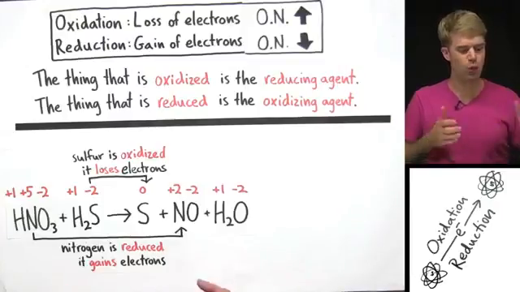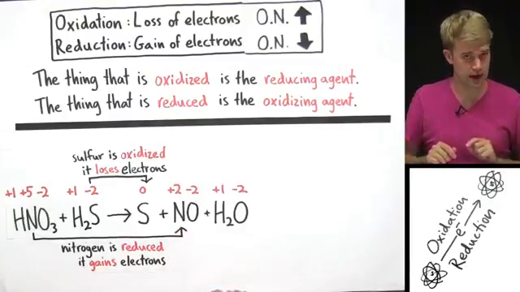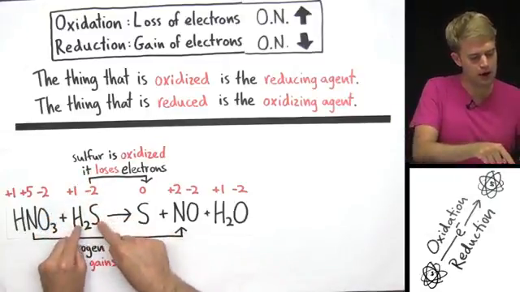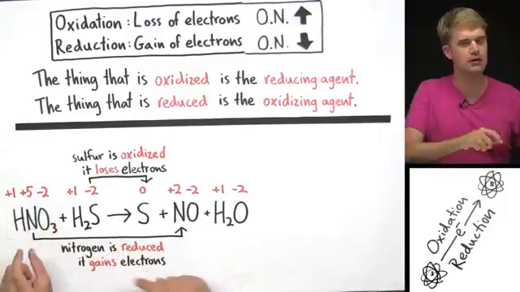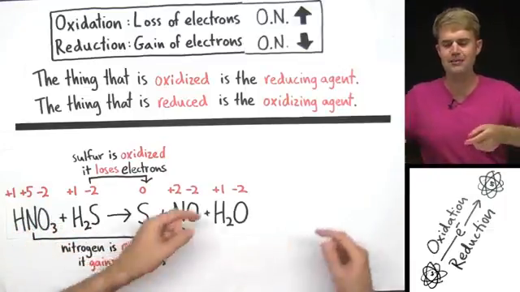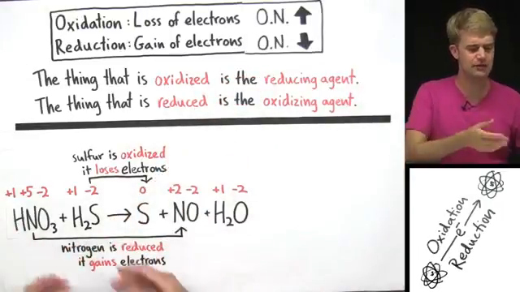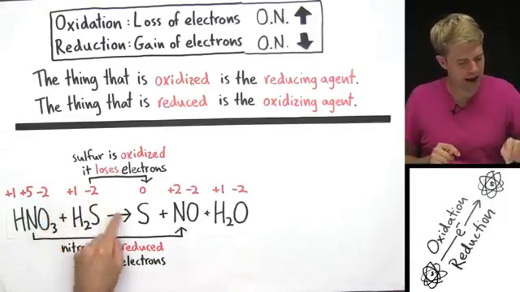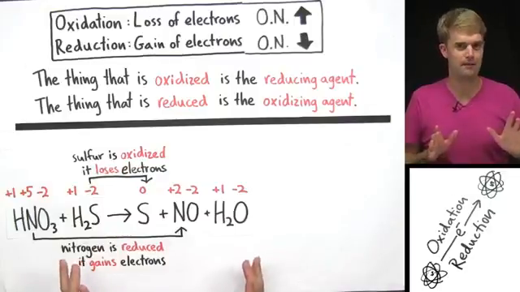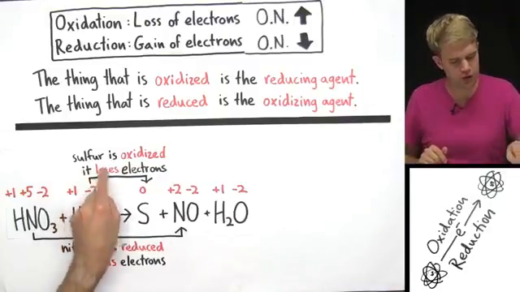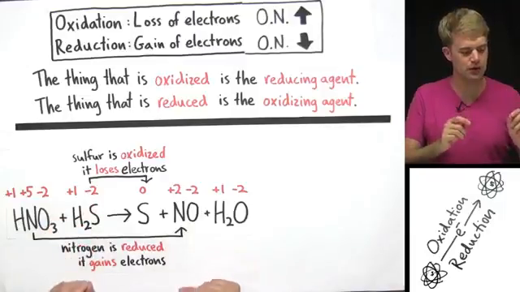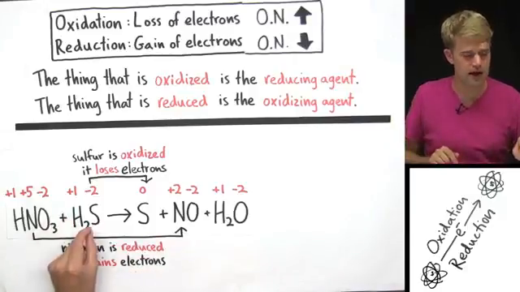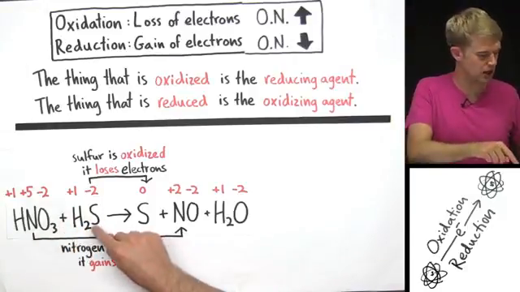Okay, now I said one of the things that makes this a little bit trickier is that the atoms that are getting oxidized and reduced are part of compounds with other elements. Now, when we're talking about oxidizing agents and reducing agents and identifying them, people are usually more interested in the compound than the individual atom.